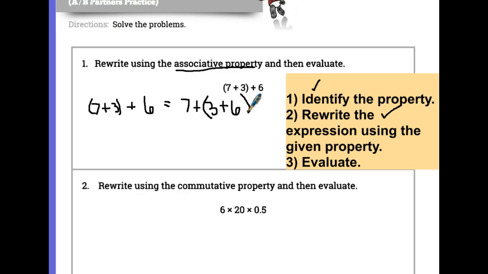And I'm going to evaluate both sides. 7 plus 3 is 10. 10 plus 6 is 16. 3 plus 6 is 9. 7 plus 9 is 16. So finish writing both sides of the equation and show that even though you've changed the groupings, your answer is still the same.